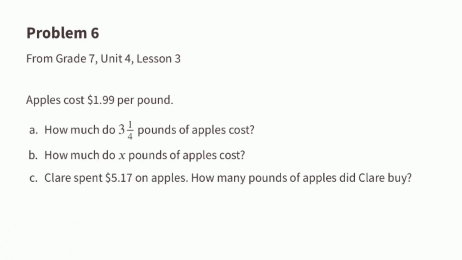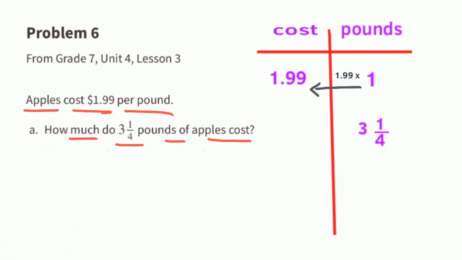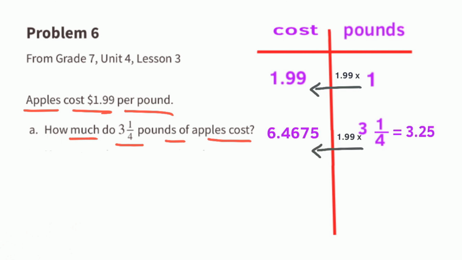Problem number 6, from 7th grade, Unit 4, Lesson 3. Apples cost $1.99 per pound. A. How much do 3 1/4 pounds of apples cost? At 1 pound for $1.99, we could multiply $1.99 times 3 1/4 pounds, or $1.99 times 3.25, which equals just about $6.47. So it would cost about $6.47 to buy 3 1/4 pounds of apples at $1.99 per pound.